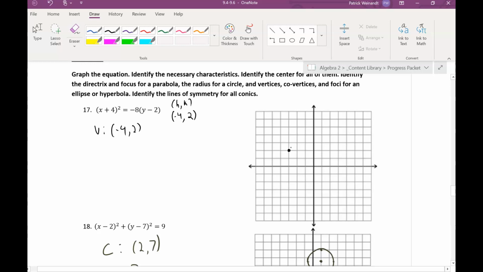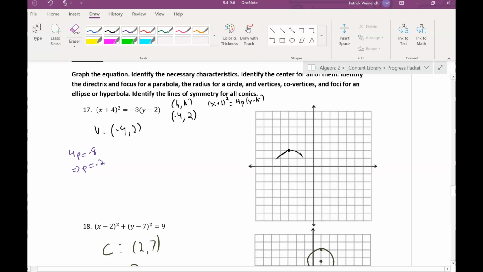Now, we know that since it's x squared equals negative something times y, this parabola should open down, which can help us find our focus. Remember, with these problems we're trying to find our p value. And remember, it's 4p times y minus k. Well, we need to find our p value. We know 4p equals -8, which implies that if you divide by 4, p is going to equal -2.